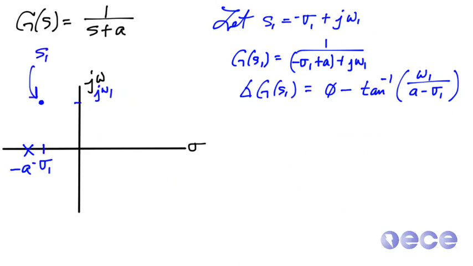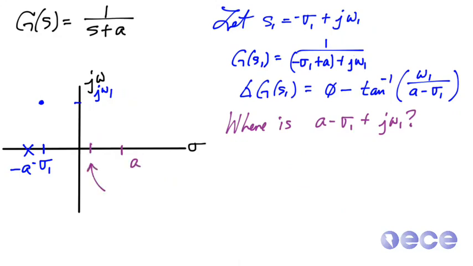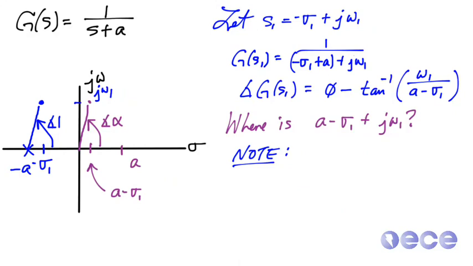So we can do the same thing that we did before. I'm going to indicate where s1 is on the plot. And then I'm going to write where a minus sigma 1 plus j omega 1 is. So it's at a similar place, offset by a from minus sigma 1. So again, we can show that the angle 1 is equal to the angle alpha. And we can do that by just looking at the triangles.